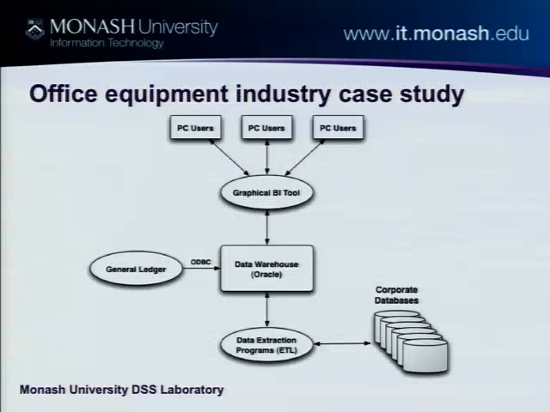And here's another one. This is again a retail industry case, an office equipment manufacturer. Again, technically pretty much the same. You've got a warehouse, a delivery system, a graphical BI tool in this case, and corporate databases feeding the corporate data warehouse through an ETL process. With this one, they were supplementing the data warehouse with general ledger data being fed in as well. So again, a bit more complex than that first failed case study, but the technology is pretty much the same, in a slightly more complex environment.